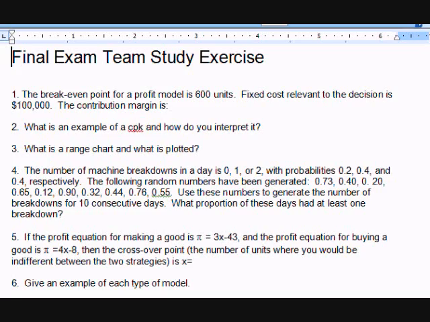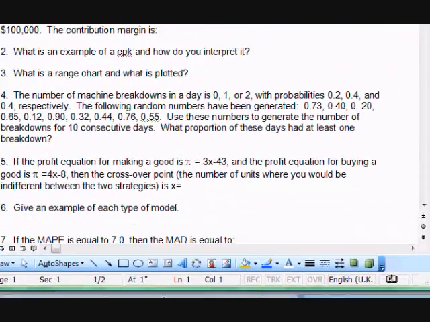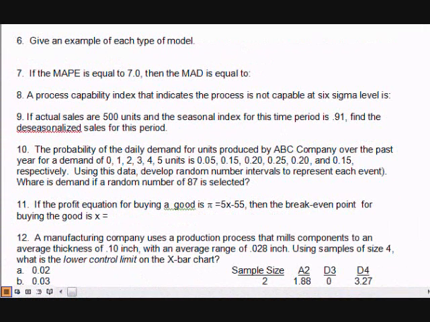Our next question asks us to give an example of each type of model. Some examples of those, if you look at page 11 in the text. For physical models, we had airplanes and model houses and model cities, things like that. Analog models, we had road maps, speedometers, pie charts. And then we finally have symbolic models. And these are simulation models, algebraic, spreadsheets, and these are the kind of things that we're dealing with in this class.